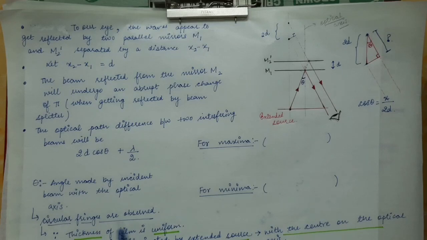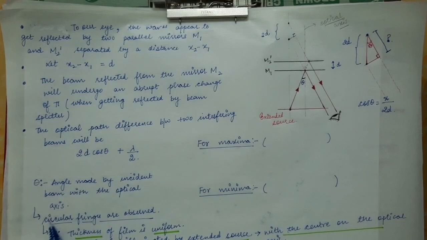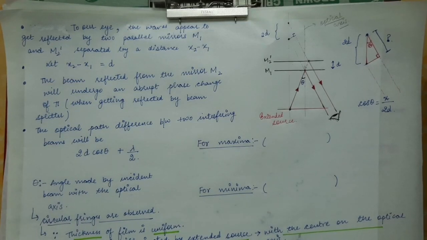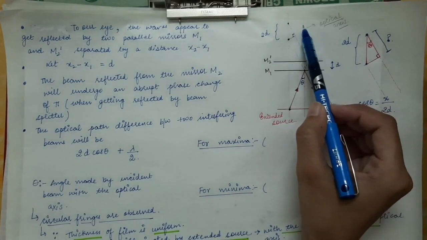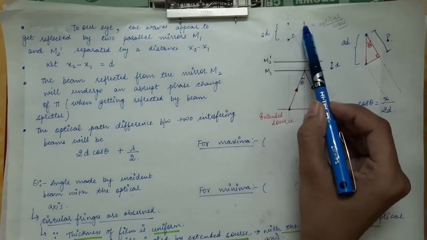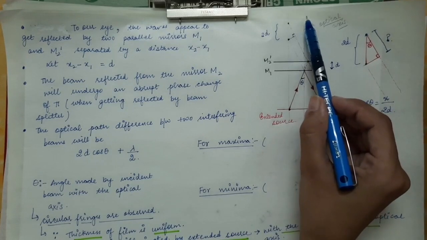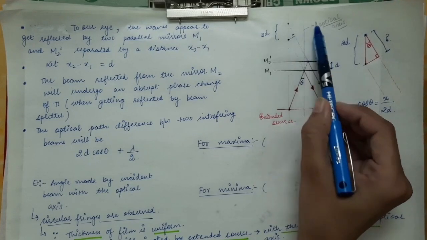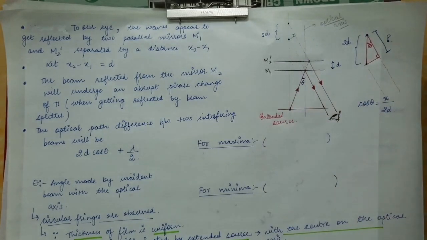Therefore circular fringes are observed in this case, and in the case of circular fringes, the center of those circular fringes will be on the optical axis. So at this point there will be the central fringe, and circular fringes will be observed around that point.